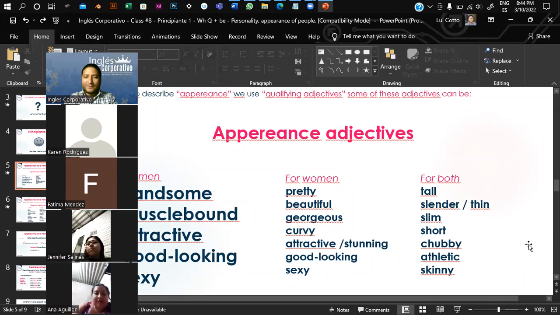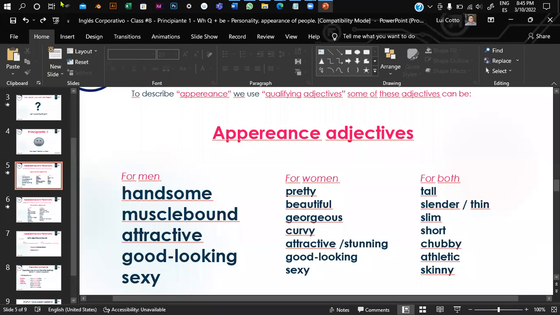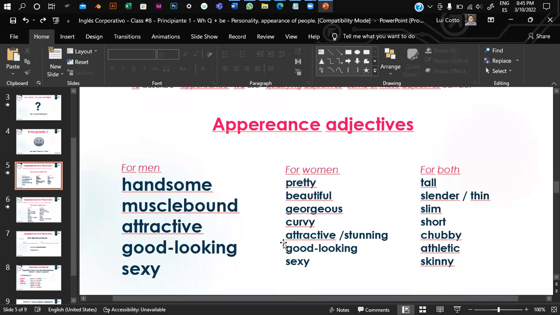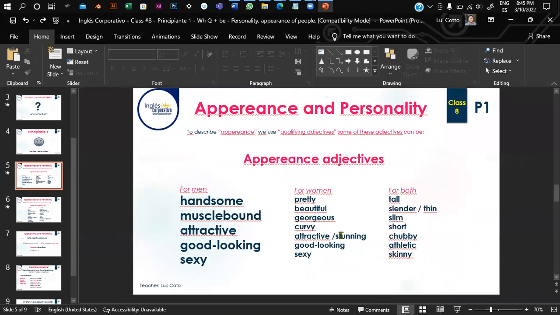Okay, Ceci? My favorite actor is Jim Carrey. He's tall, he's smiling and funny. Okay, he's smiling. Yes, I have seen him smiling. Okay, you're right. That's right. Very good. Nice. Okay. Try to study and review these adjectives for people. Okay, appearance and personality too.